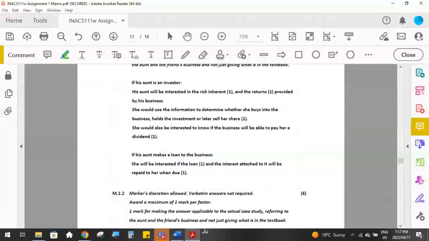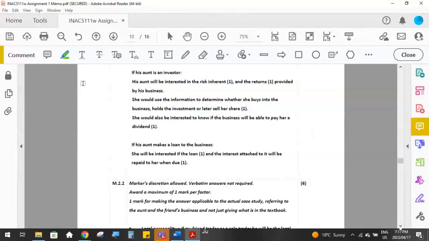Okay, so an example of how you could have worded your answer is, if the aunt is an investor, in other words, my friend's aunt will be interested in the risk inherent in returns provided by his business. She would use the information, because remember they said, how would she use the information? She'd use it to determine whether she should buy into the business, whether she should hold the investment, or whether later on she should sell her share. She'd also be interested to know if the business will be able to pay her a dividend. If the aunt makes a loan to the business, then she'll be interested if the loan and the interest attached to it will be repaid to her when it's due.